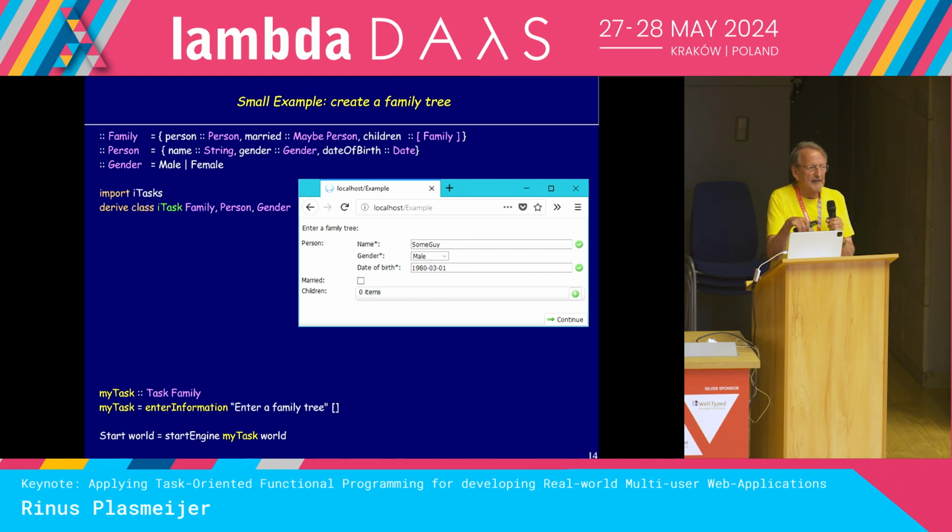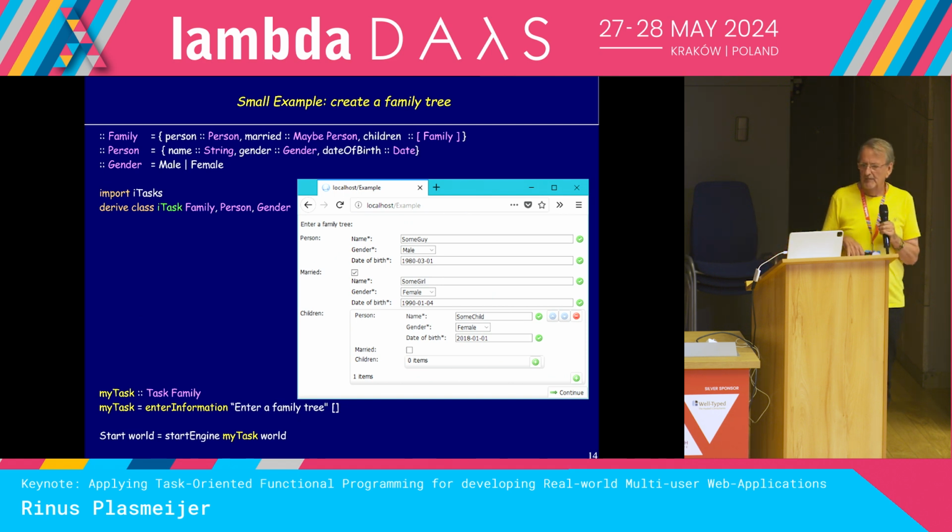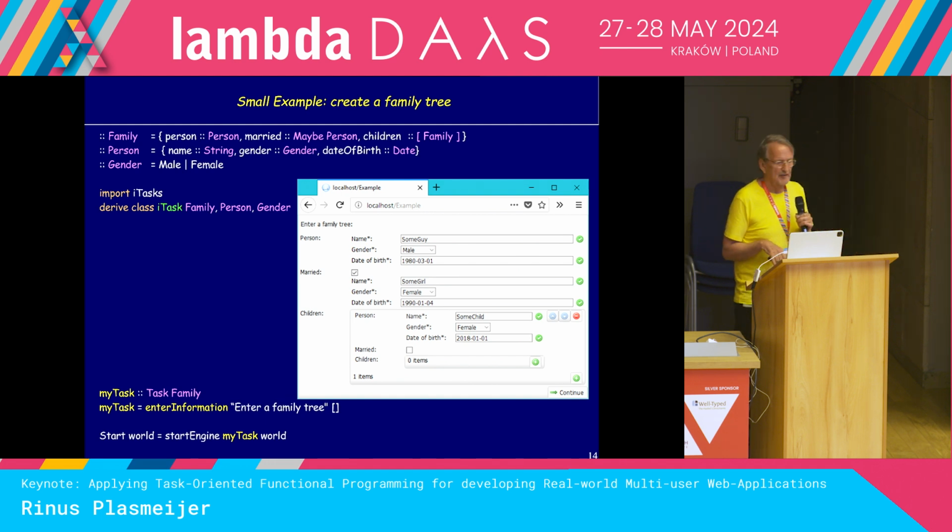Or if you don't like it, you can always change this to make it look different. So you can fill in the form, and you see, for instance, the type maybe person is turned into a Boolean, and if you then click on the Boolean, you can fill in your partner, and then you can fill in the children, and so on, and so on. If there's enough room on your screen, you can fill in a nice family tree.